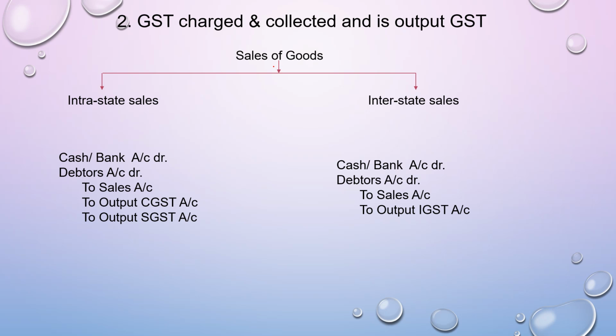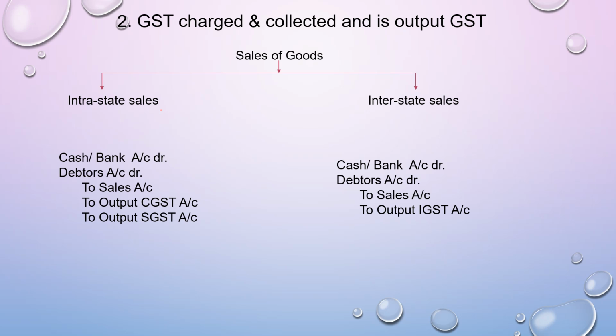So the first case we will take is the sale of goods. Again, a sale of goods can be an intrastate sale or an interstate sale. If it is an intrastate sale, that is within the state, where the supplier and the customer are within the same state, again you will have two GSTs, output CGST and output SGST.